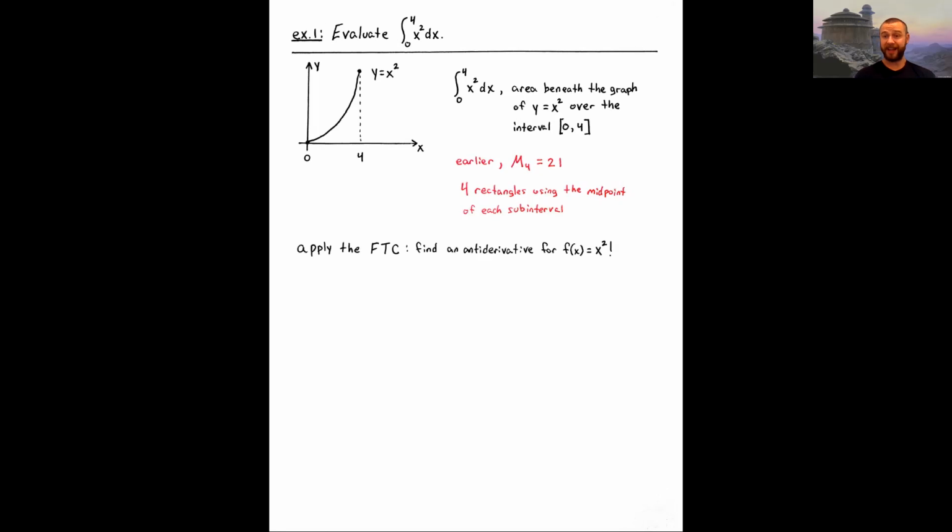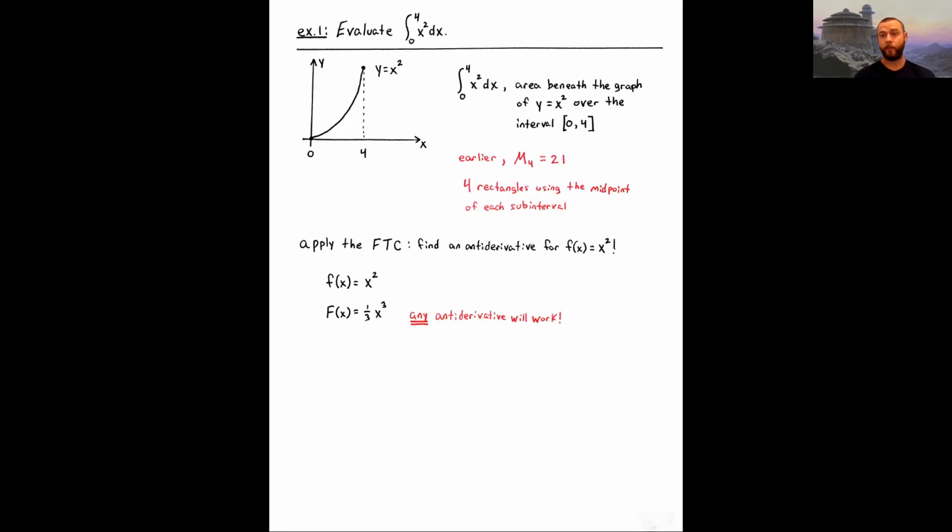We apply the fundamental theorem of calculus, the FTC, which is our abbreviation, by looking first for an antiderivative for the function that we are integrating, the function inside the integral, which is x squared. That's really simple. We did that earlier when we introduced antiderivatives. 1/3 x cubed differentiates to x squared. We could use any antiderivative, however. We're going to use the simplest one to answer this question.